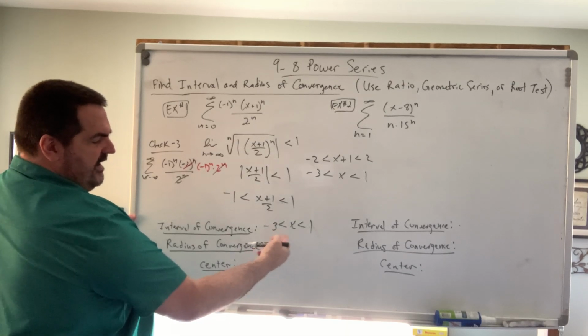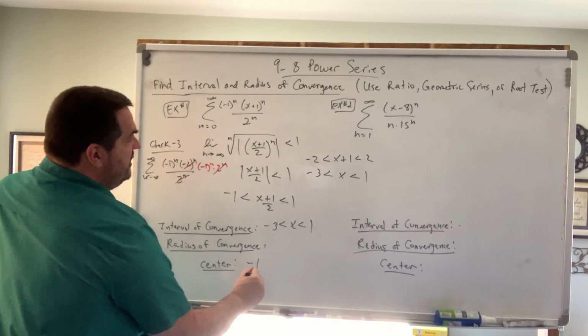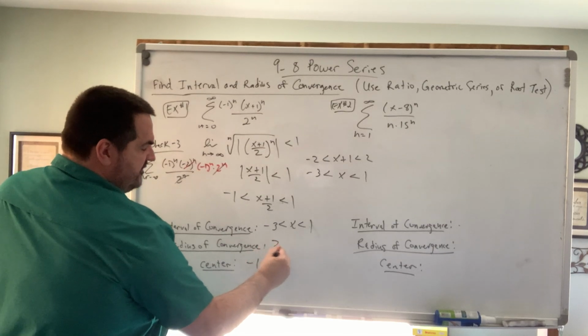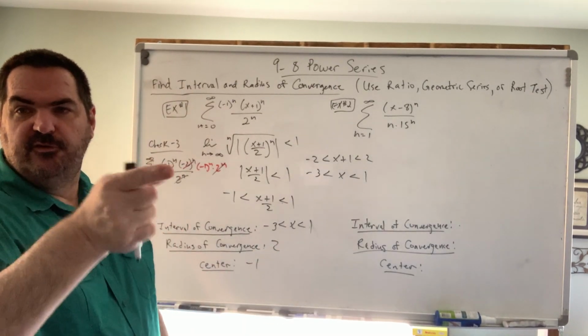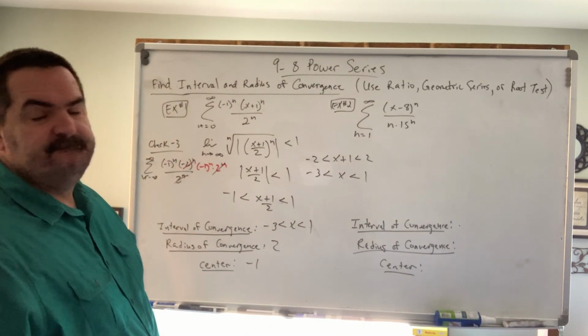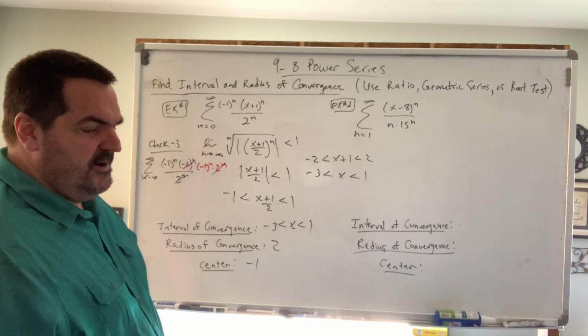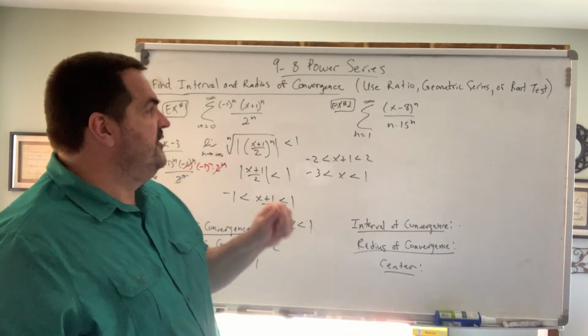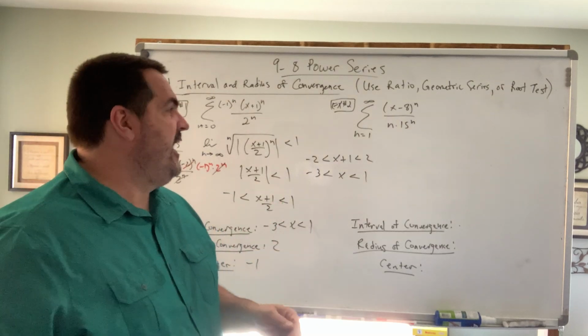The center halfway between those is -1. See how it's x plus 1, the -1's your center. And then the radius of convergence is 2, because -1 is 2 away from both ends. All right, this is one of my favorites. So this is a good problem. It's a good thing to see everything happening.